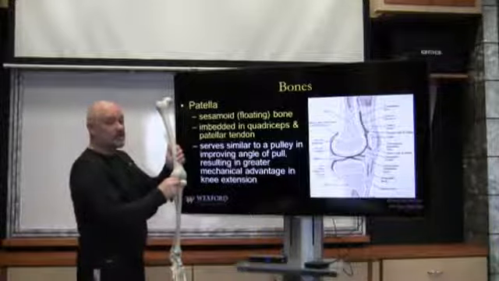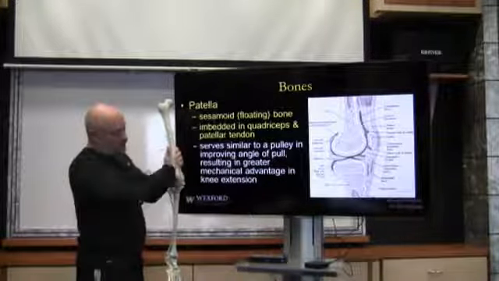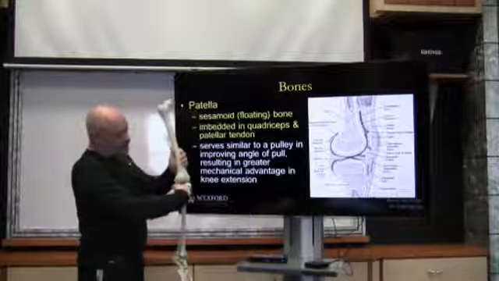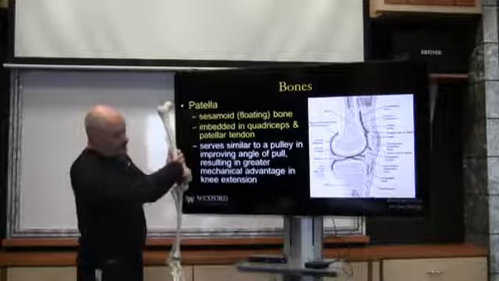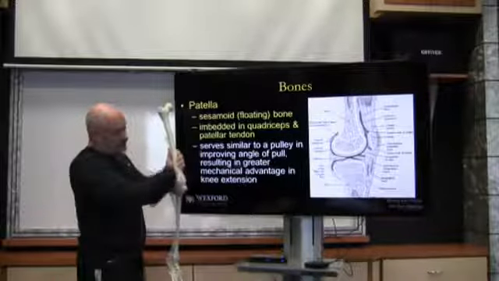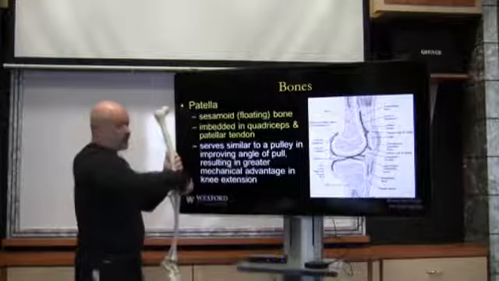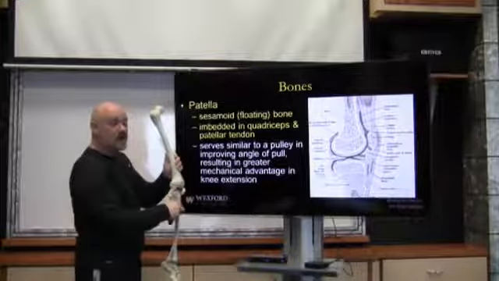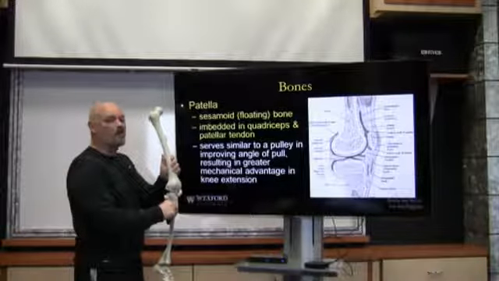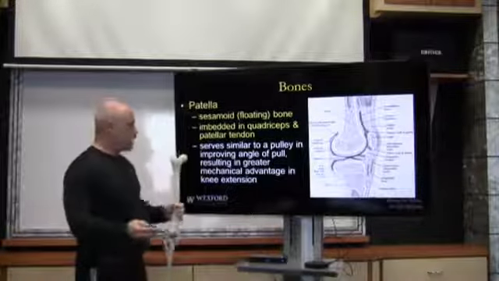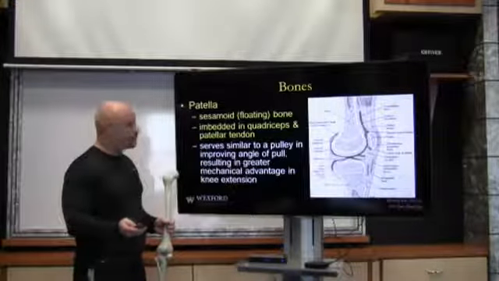Remember, moment arm is the perpendicular distance from the axis of rotation to the line of force. Line of force is that way, so it's going to increase this arm in here. So it's going to increase the angle. If not, it's just going to lay flat, and it's not going to have a lot of force production. But if we increase that angle of pull, it's going to increase that moment arm. It's going to be able to create more force. What it does is increase the mechanical advantage in knee extension.